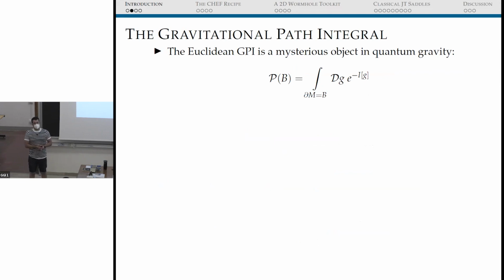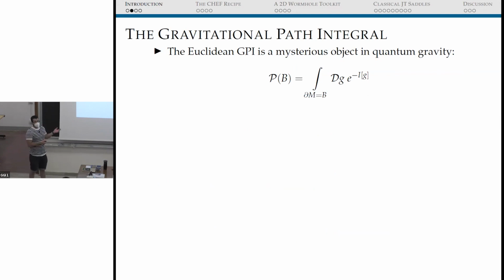Right, so let me begin with this powerful and mysterious object in quantum gravity, which is the Euclidean gravitational path integral. We usually write it somewhat formally as some integral over manifolds and metrics subject to certain manifold boundary conditions. Here the manifolds are M with conformal boundary, some manifold B. I'm integrating over metrics weighted by the Euclidean action, or rather e to the minus I. And so what defines the gravitational path integral is these manifold boundary conditions.